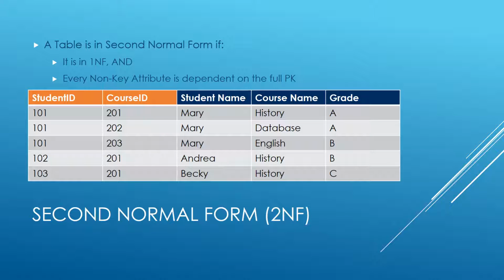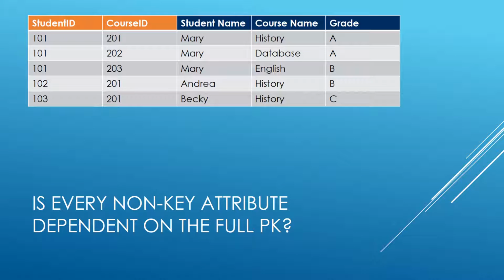Let's look at the student name and course name in particular. We can see that our enrollment table is not in second normal form because every non-key attribute is not dependent on the full primary key. Student name, for example, depends on only the student ID. In other words, student ID is the sole determinant for student name.